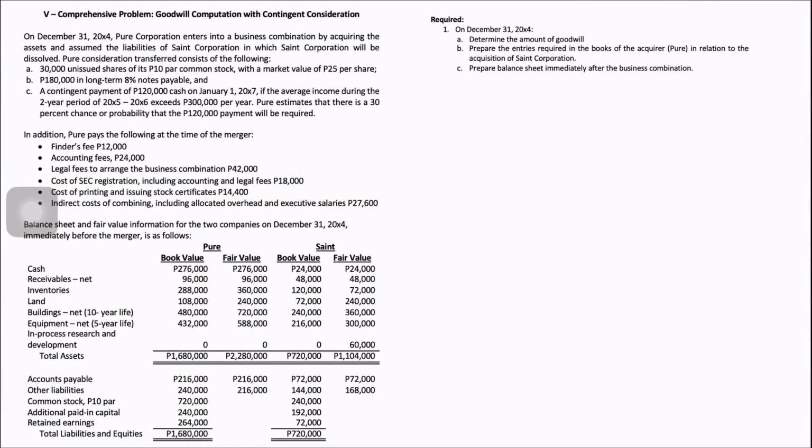Let's now take a look at this illustration. You may pause the video to read the illustration thoroughly on your own. The first requirement is to determine the amount of goodwill. First, let's compute for consideration transferred.